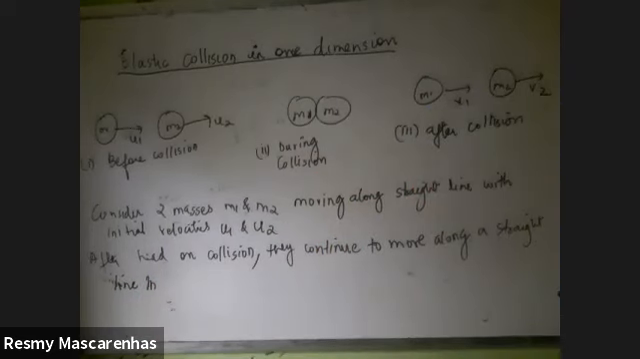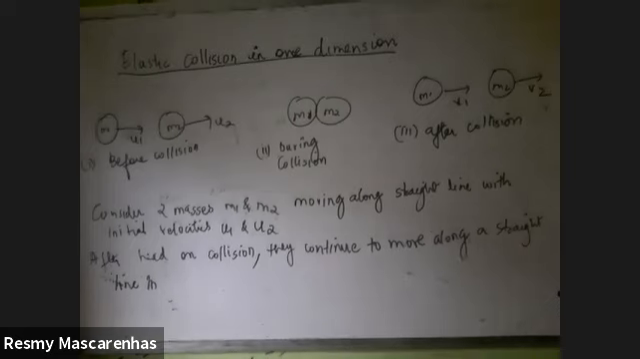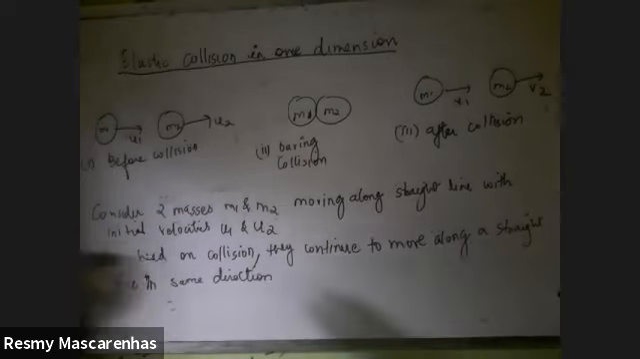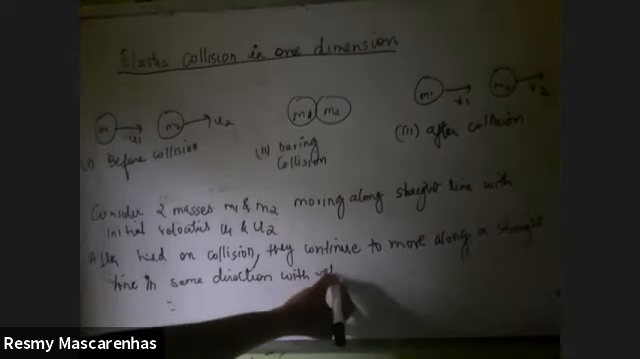It becomes reverse side to right. One second. They continue to move along a straight line in the same direction, with velocities v1 and v2 respectively.